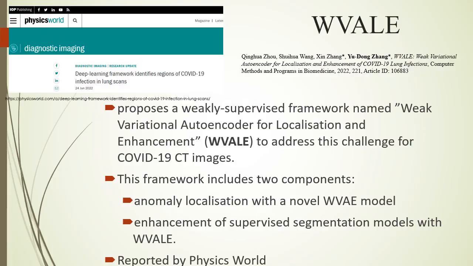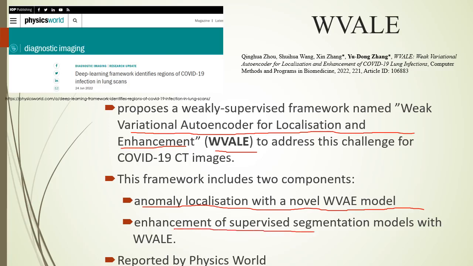This slide shows our proposed model called the weak variational autoencoder for localization and enhancement, the WVAL, which is used to address the challenge. Our framework includes two components. We first have a model called the WVAE model that can help localize the anomaly. And then we enhance it to carry out the supervised segmentation task. And this result was reported by Felix Ward.